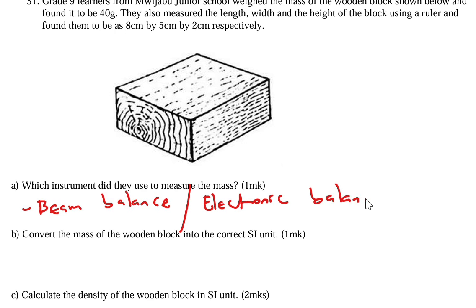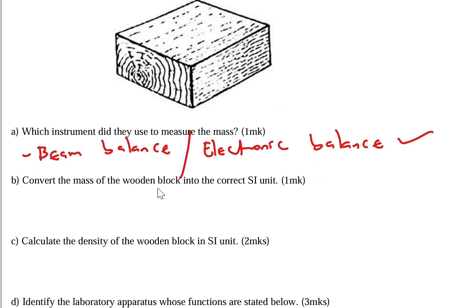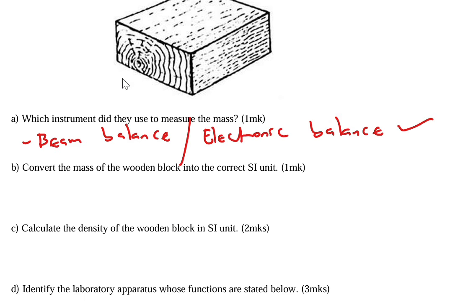So we can use those two. We can use a beam balance or an electronic balance. Part B, convert the mass of the wooden block into the SI unit. So you can see here, the mass is 40 grams. The SI unit of mass is kilograms, so you convert it into kilograms.